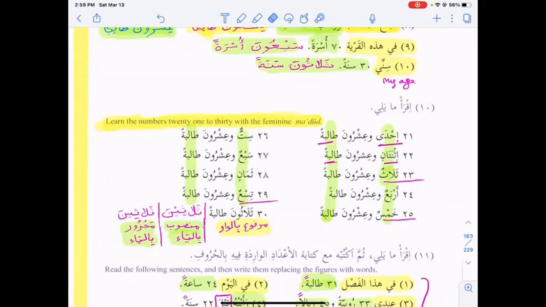Ihda wa ishruna. Did you get my point? Ihda wa ishruna. Isnatani wa ishruna. Salasun wa ishruna. Arbaun wa ishruna. I will read more. Say one more time. Ihda wa ishruna. Isnatani wa ishruna. Salasun wa ishruna. Arbaun wa ishruna. Khamsun wa ishruna. Sittuna wa ishruna. Sabaun wa ishruna. Samanin wa ishruna. Tisatu wa ishruna. Salasuna.